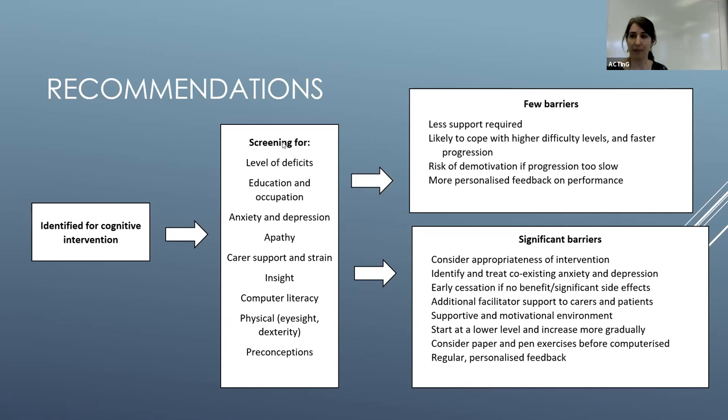Importantly, amongst the few barrier group, so people who are more likely to engage with training, there are important things that you still need to consider. They're likely to cope with higher difficulty levels and they're likely to need more rapid progression of the training. And if they don't have that, they're probably going to get demotivated if the progression is too slow. And both groups need quite significant personalized feedback. That was something that was really important from all of the participants in the study, on how they were doing and how their brain was responding, not just how they were doing generically.